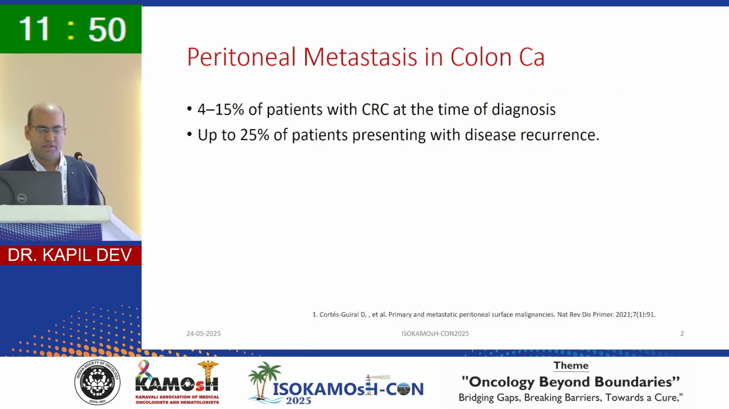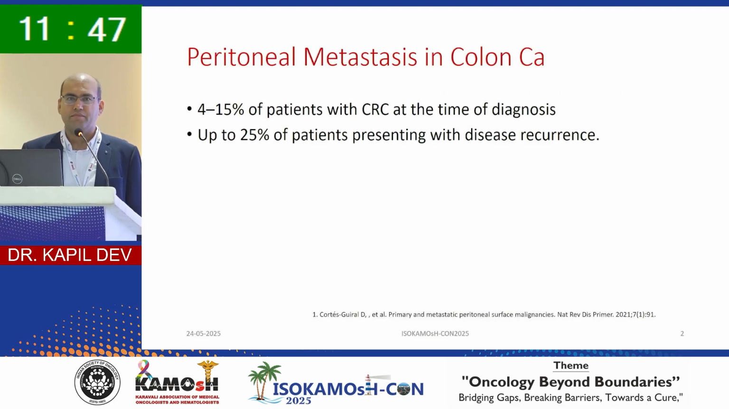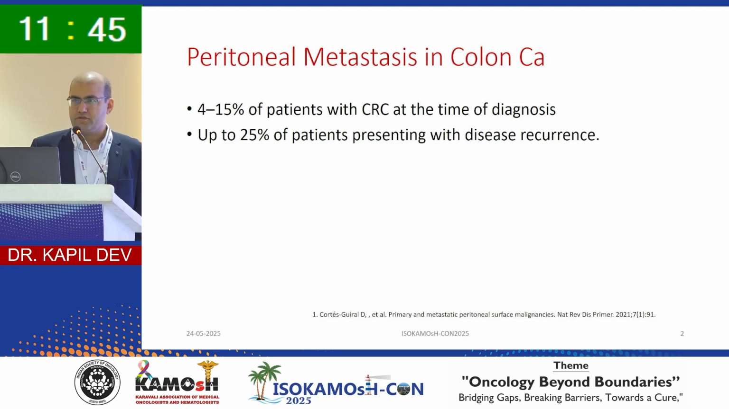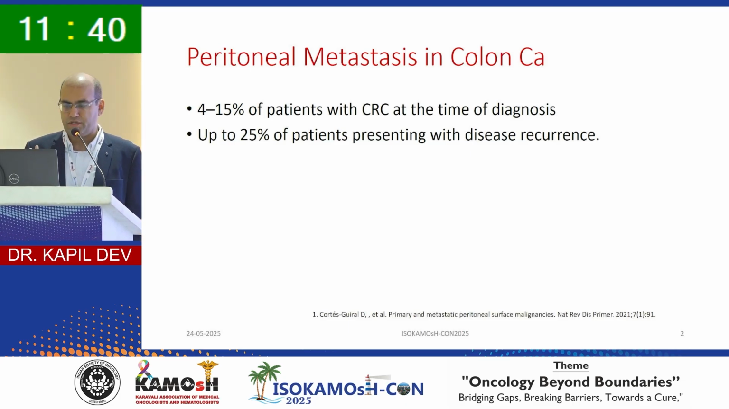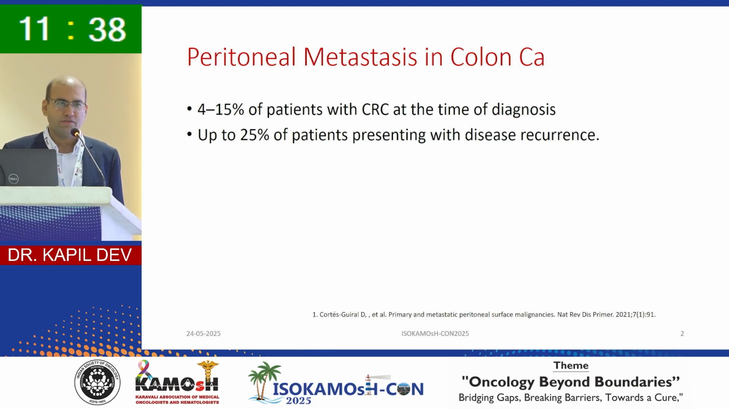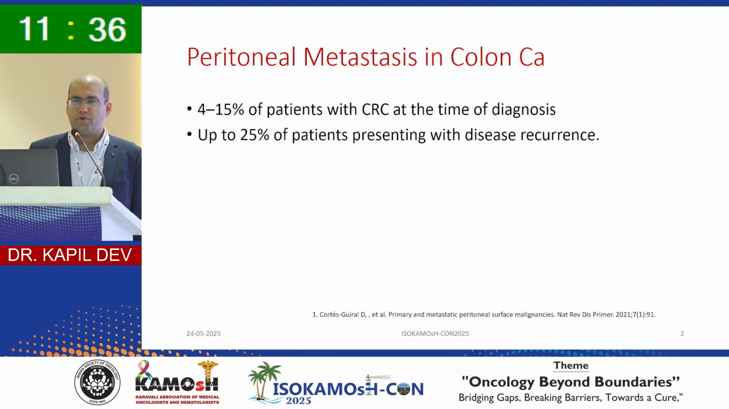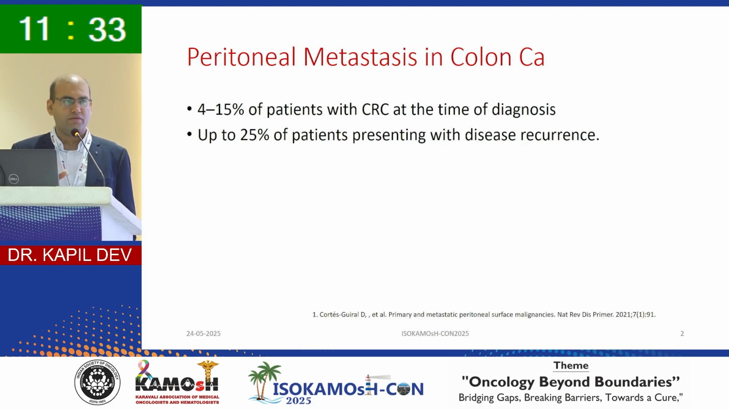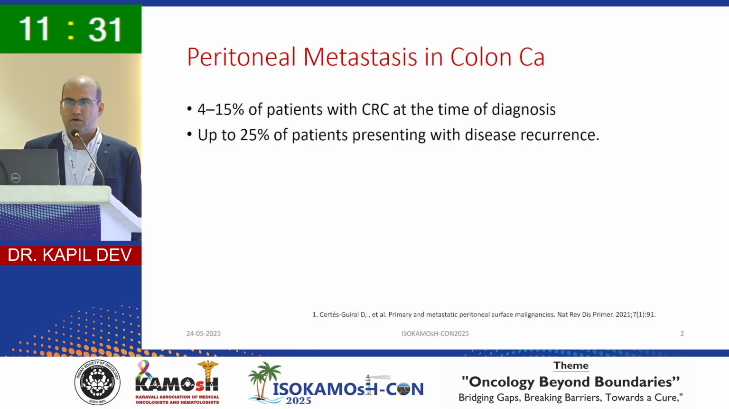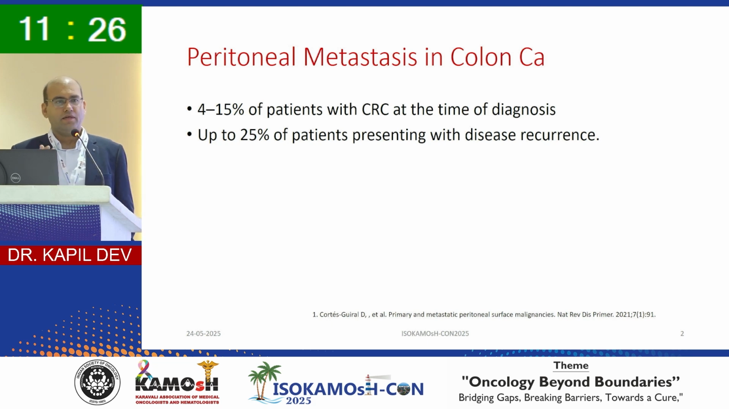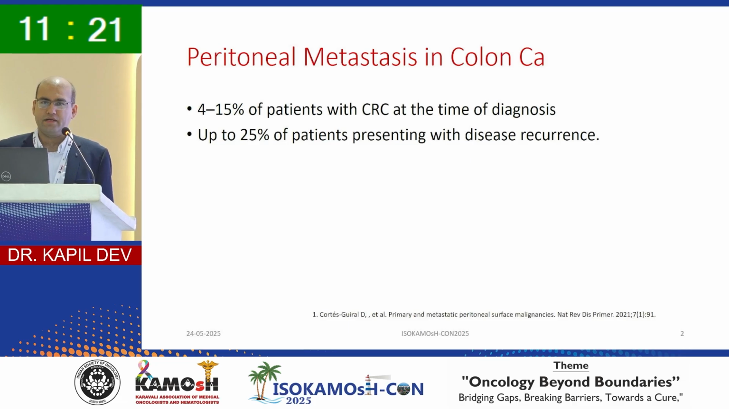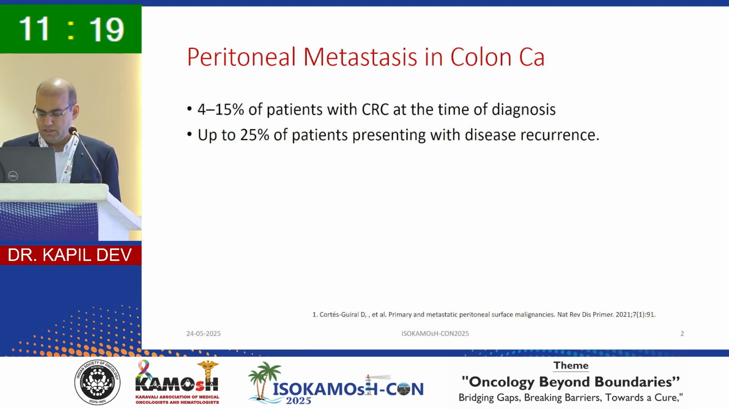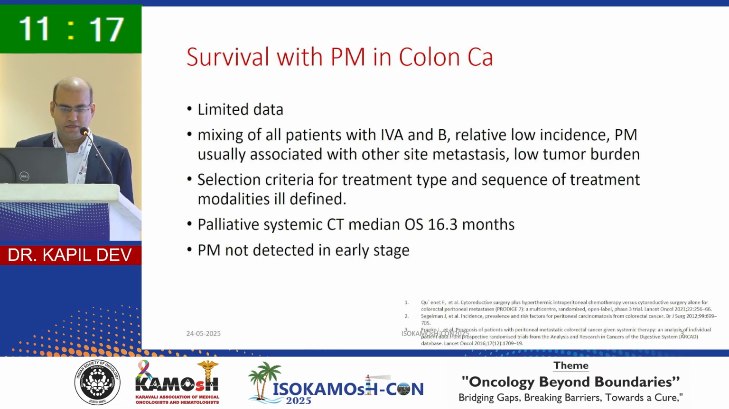First of all, I want to discuss that peritoneal metastasis in colon cancer is quite low in incidence, and isolated metastasis is very rare compared to metastasis associated with other regions. Approximately 4 to 15% of patients diagnosed with colorectal cancer present with isolated peritoneal metastasis at the time of diagnosis. And after treatment, about 25% of patients have recurrence as isolated peritoneal disease over time.